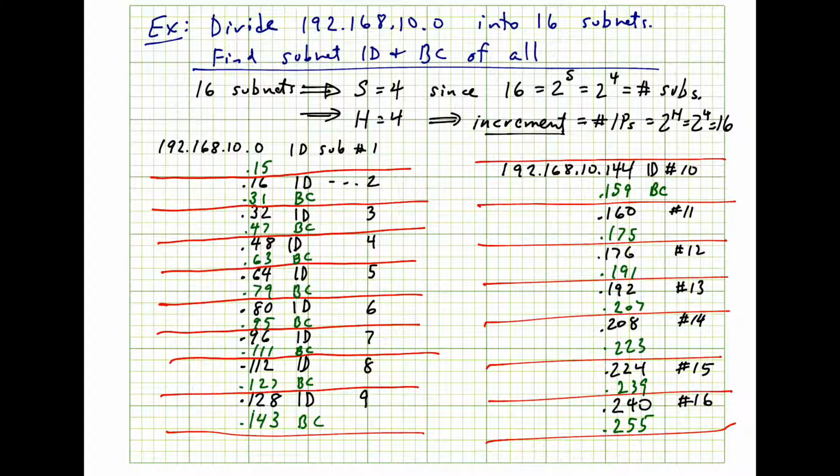Okay, so this is how you can argue, starting from the fact that we start with a class C and that we want to divide it into 16 subnets. From 16 subnets, we deduce that S is 4 because 2 to the 4th is 16. And we started with 8 H bits in the last octet. If we steal 4 of them to be S bits, the new number of H bits is 4. And 2 to the H is also 16. So I have 16 subnets, each of size 16. The first subnet ranges from 0 to 15.